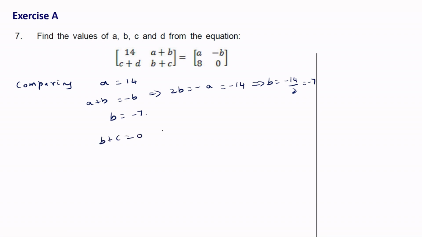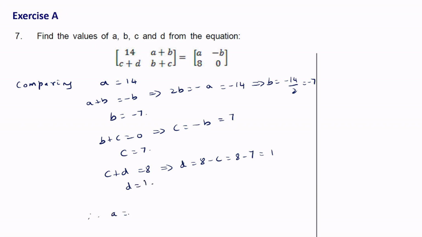B plus C equal to 0 implies C equal to minus B. We already got B as minus 7, so it is equal to 7. So C is 7. And now we have the last element which is left out, C plus D, it is equal to 8. C plus D equal to 8 implies D is equal to 8 minus C. So we already got value for C, it is 8 minus 7. So it is equal to 1. So D equal to 1.